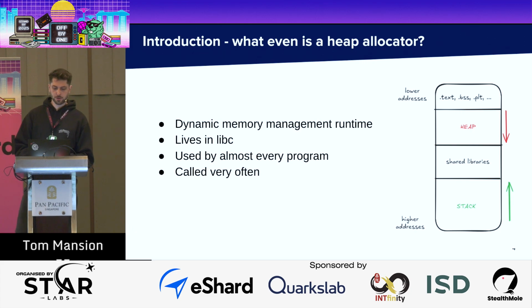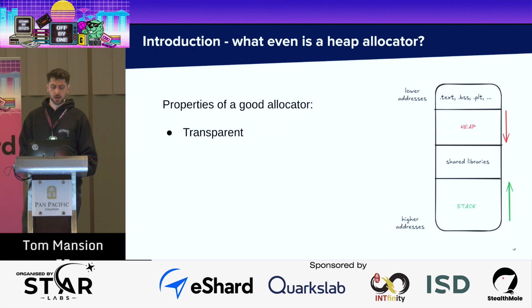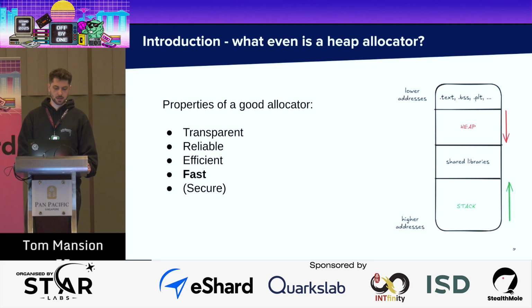So what's a heap allocator, right? It's a dynamic memory management runtime that lives in libc. It's called by almost every program, and it's used very often, so we need it to have certain properties, right? So if we look at the properties of a good allocator, it has to be transparent. The developer shouldn't have to care about how it works, just need some memory, get it. It has to be reliable, use all the time, so it cannot fail too often. It has to be efficient. Memory is a resource. We don't want to waste it. Very importantly, it has to be fast. And sometimes it has to be secure. We'll see in this presentation that Scudo is pretty secure in most cases.